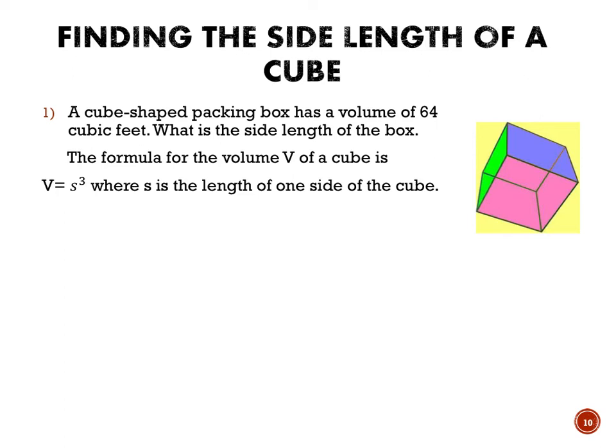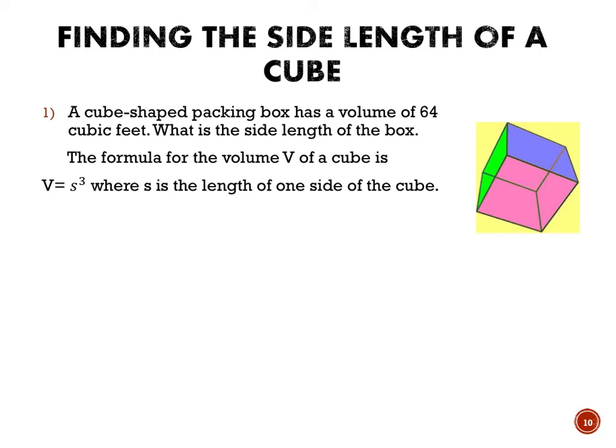A cube-shaped packing box has a volume of 64 cubic feet. What is the side length of the box? The formula for the volume V of a cube is V equals S cubed, where S is the length of one side of the cube.